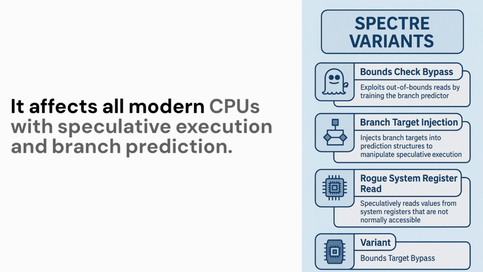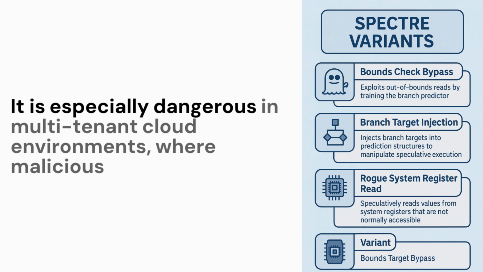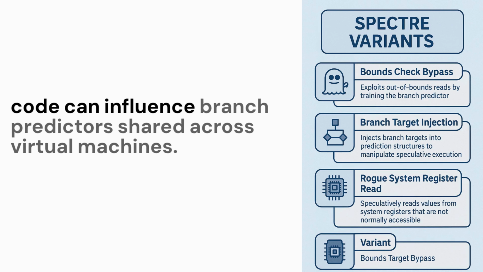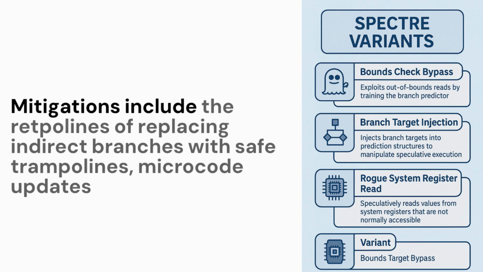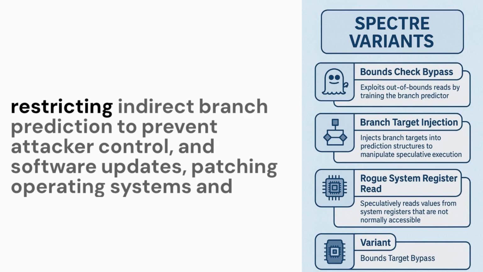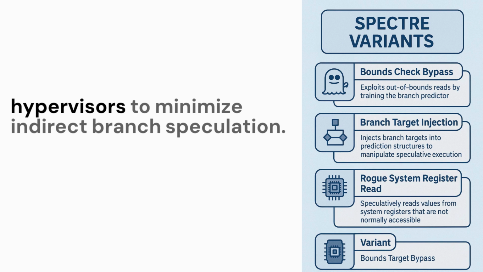It affects all modern CPUs with speculative execution and branch prediction. It's especially dangerous in multi-tenant cloud environments, where malicious code can influence branch predictors shared across virtual machines. Mitigations include retpolines, which replace indirect branches with safe trampolines; microcode updates, restricting indirect branch prediction to prevent attacker control; and software updates, patching operating systems and hypervisors to minimize indirect branch speculation.